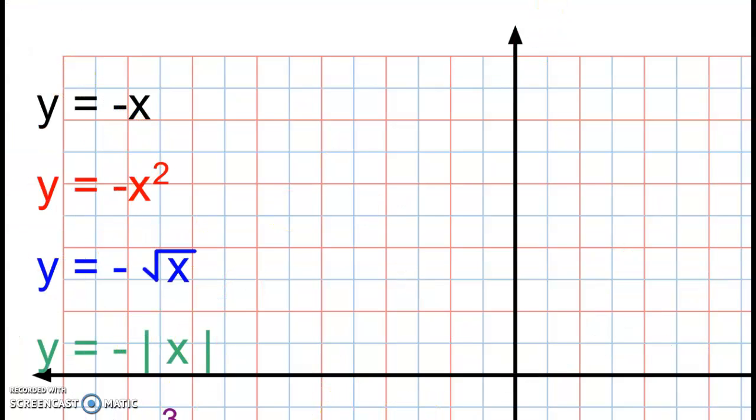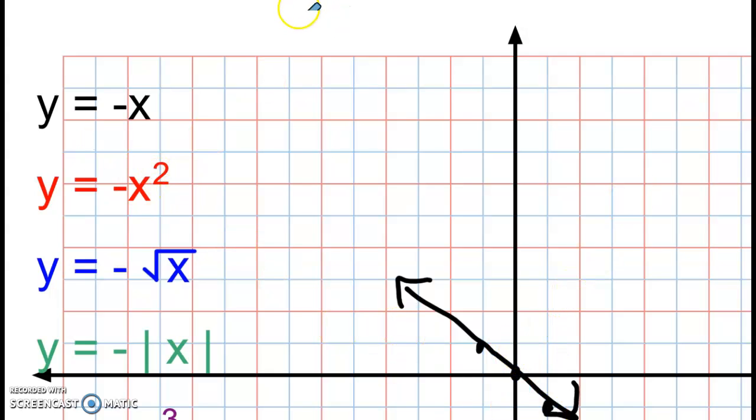If I put a negative in front of my graph, okay, 0 is still 0. When I put 1 in, instead of being 1, I'm at -1. When I put -1 in, I get the opposite of that, which is 1. So we have a slope that's going down instead of up.